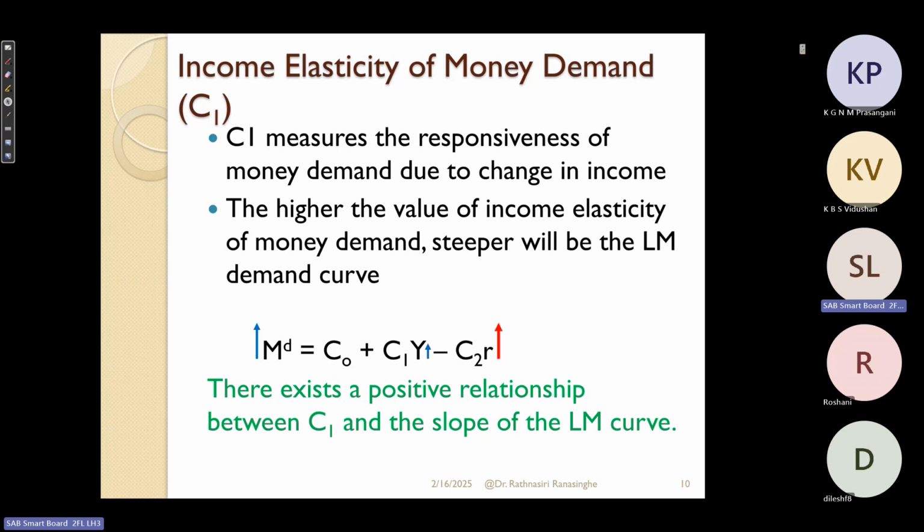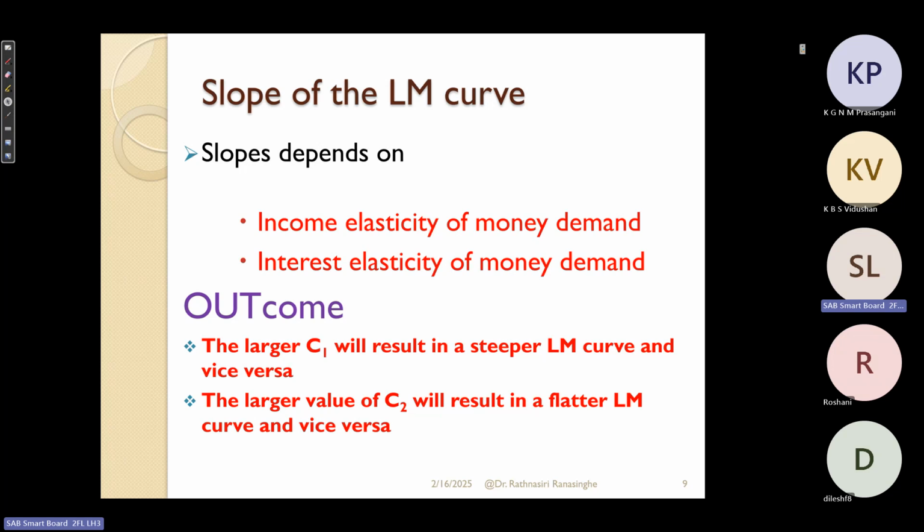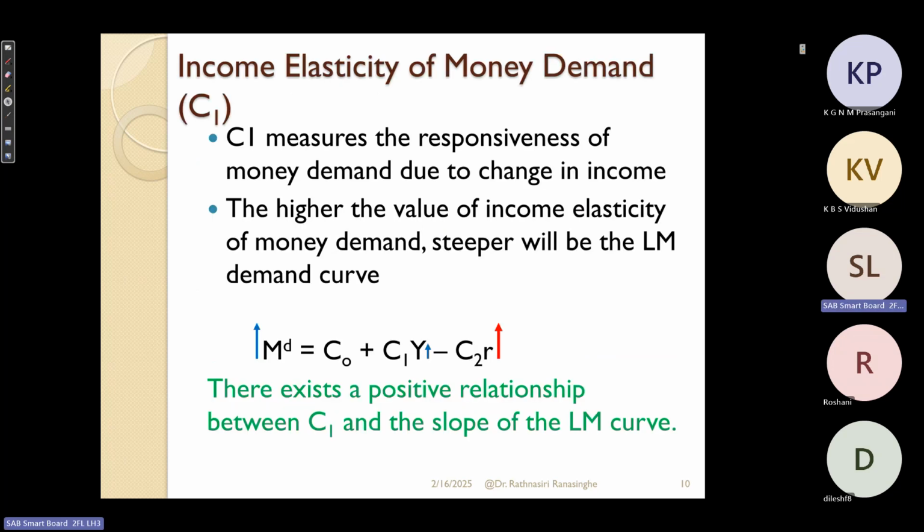So now what happened? If you draw the LM curve and the slope is steeper, what happens? A small change in income, a higher change in the interest rate. Is it a flatter or steeper curve? Flatter, right? So we get a flatter curve if C1 is high... no, sorry. We explain that now C1 is high, so we get a steeper LM curve. Now you can draw the curve and see.